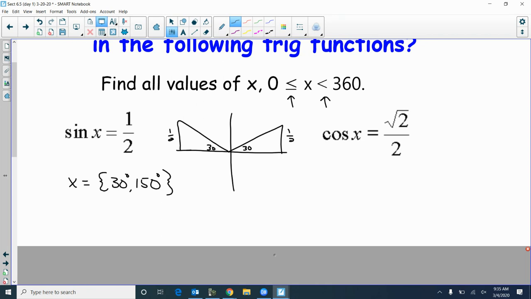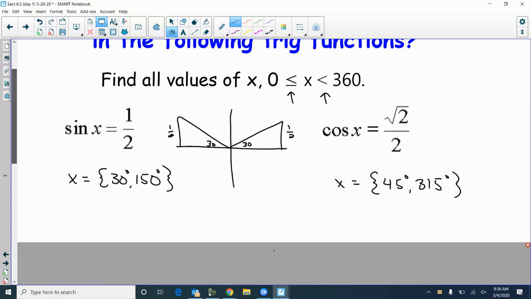How about cosine of x equals square root of 2 over 2? What angles have a cosine of radical 2 over 2? 45. 315. Because where is cosine positive? It is positive in quadrant 1 and quadrant 4. So you have 45 and 315. And those are all the ones you need to list, just those two, because it says from 0 to 360.